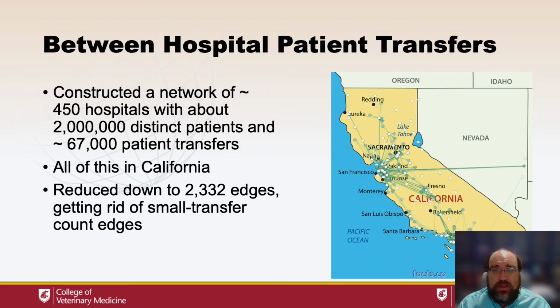So for example, here we constructed a network of 450 hospitals with about 2 million distinct patients and about 67,000 patient transfers in just California. And we reduced this down to 2,332 edges that get rid of the small transfer counts. So these are only, I think you have to have transferred 100 patients between each other. And you get, as you can see, this very dense, very complicated network of hospitals connected to each other, where if there's an outbreak in one hospital, it's very likely that that transmission may spread to another hospital.